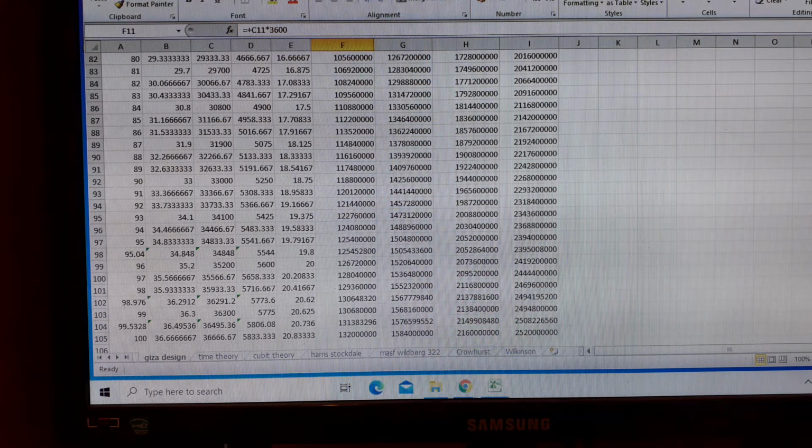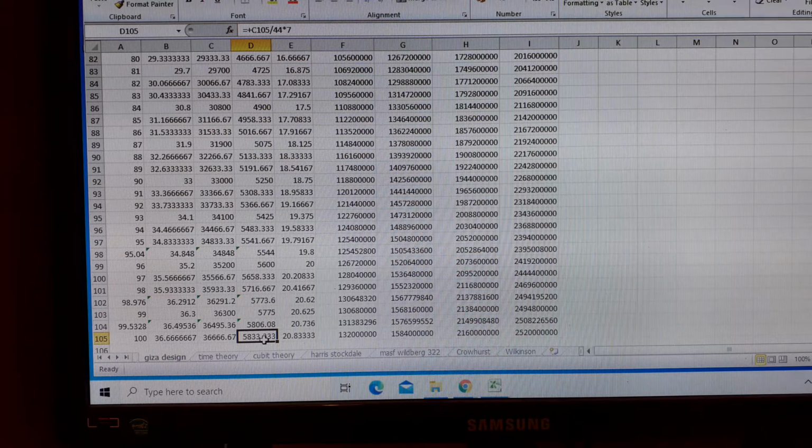So if we go down to this base here, it's 100 units times the barleycorn. So that's 100 barleycorns, 36.666 inches. And we multiply it by 1,000. That's the Giza base. Then we divide it by 44 times 7.